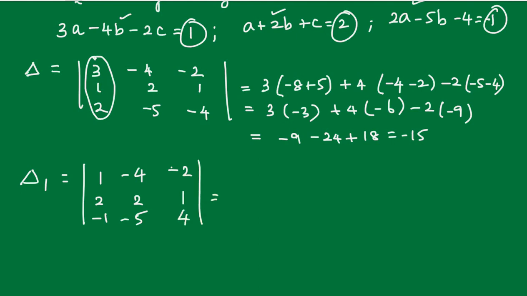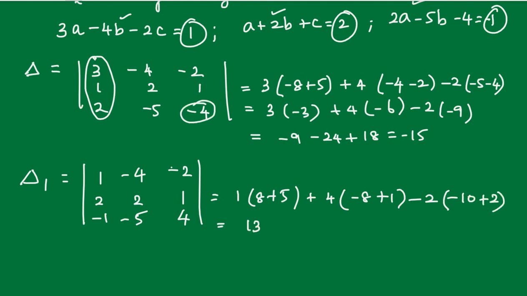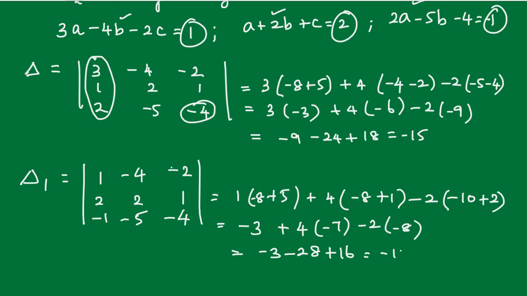We expand the determinant, which is equal to 1 into 8 plus 5. Next element plus 4 into minus 8 plus 1, minus 2 into minus 10 plus 2. Minus 4, and so here we get minus 4, here we get minus 8. So minus 8 plus 5 gives us minus 3. The next element is plus 4 into minus 7, minus 2 into minus 8, which is equal to minus 3 minus 28 plus 16, which gives us minus 15. This is delta 1. Now we find what is delta 2.